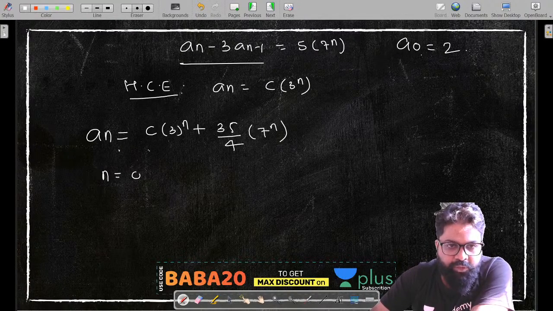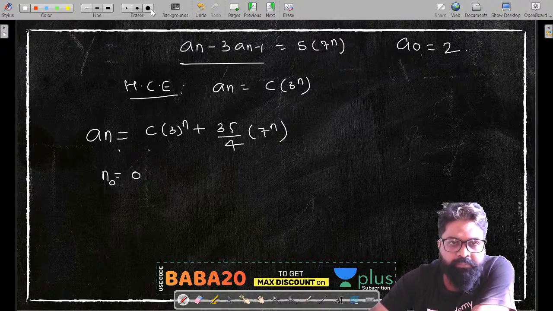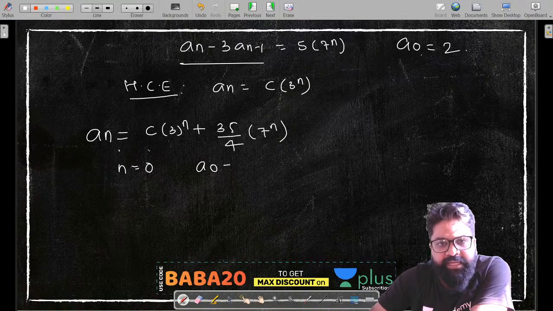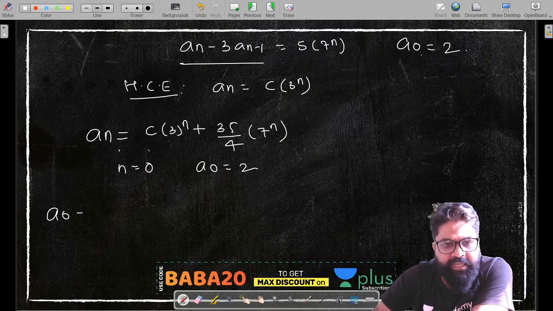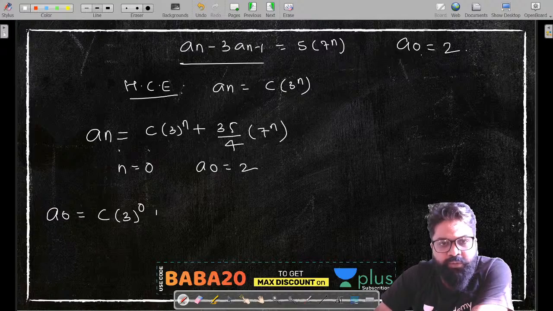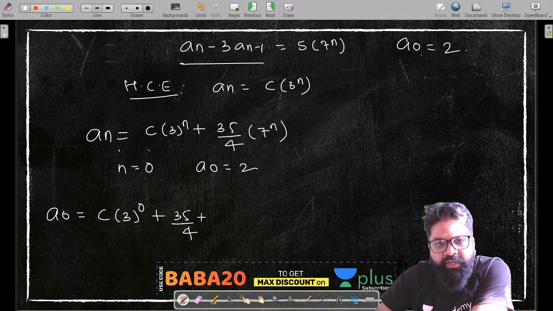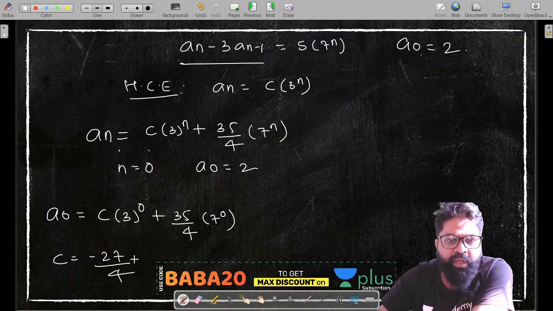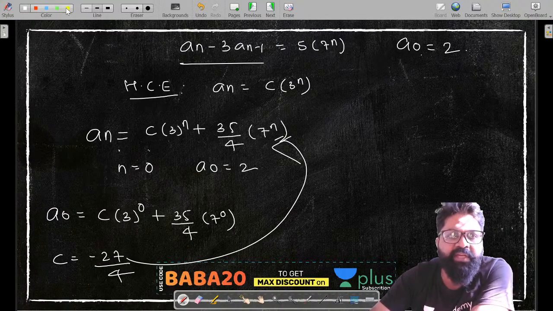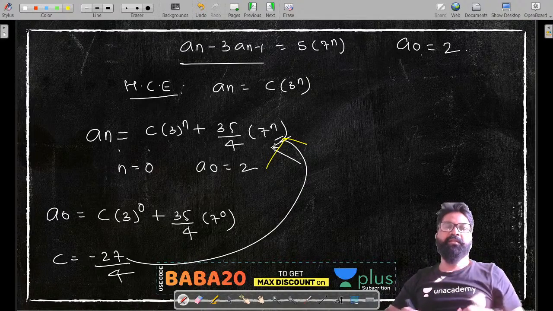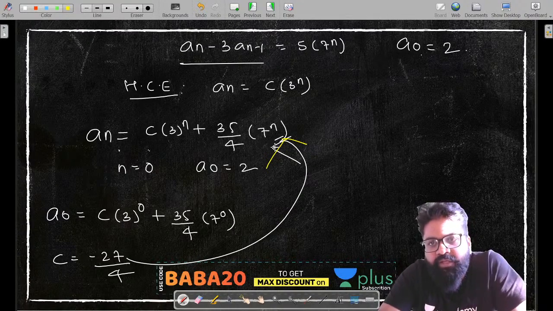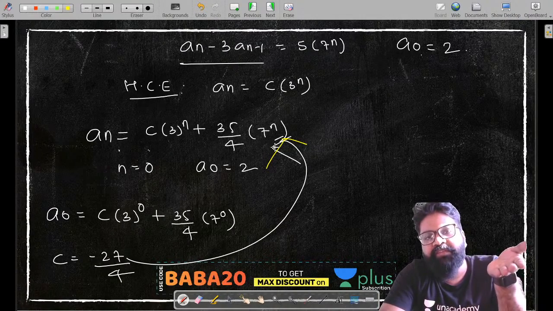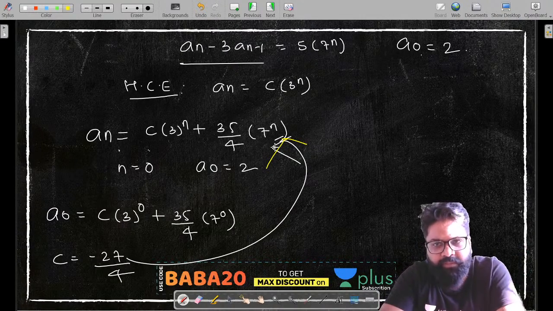So if you try to substitute n equals to 0, you will be getting a0, that will become 2. So here you will be getting a0 and then this is c 3 raised to 0 plus 35 by 4 and then you will be getting 7 raised to 0. So if you try to calculate, what you will be getting? 27 by 4. Now try to substitute the value of c over here and then you will be immediately getting the total equation. So in this way you can calculate. So the first thing you have to find out is the homogeneous characteristic equation and non-homogeneous characteristic equation.